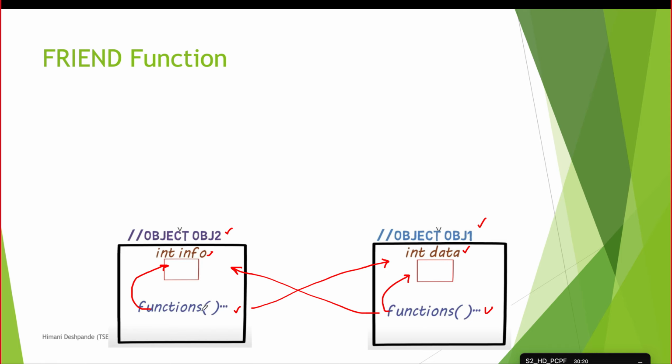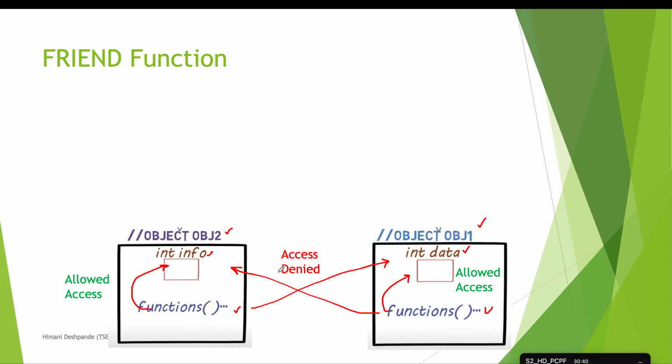But if a function of one class tries to access the information of another class, or if a function of the second class tries to access the information of the first class, what will happen in this case? This access will be allowed, and this access will be allowed, since the same class function accesses the same class data. But this access will not be allowed. A function of one class cannot access the data of another class, so we will call it access denied.